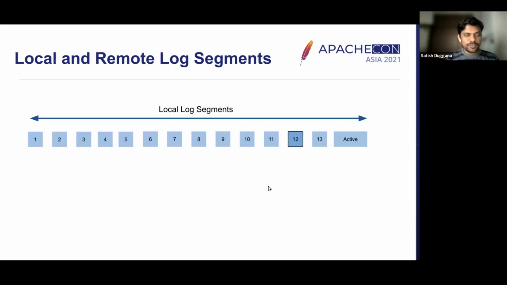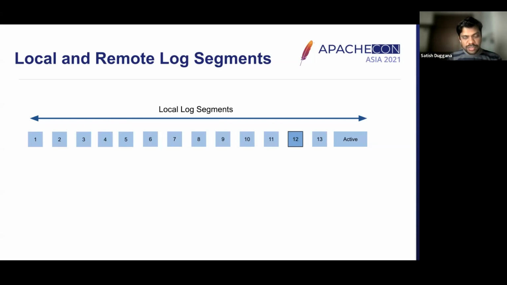With the introduction of tiered storage, we are going to have local log segments as well as remote log segments, because some of these local log segments would have been copied to remote storage. Before we enable tiered storage, you can see there are around 14 log segments for a specific topic partition, right?